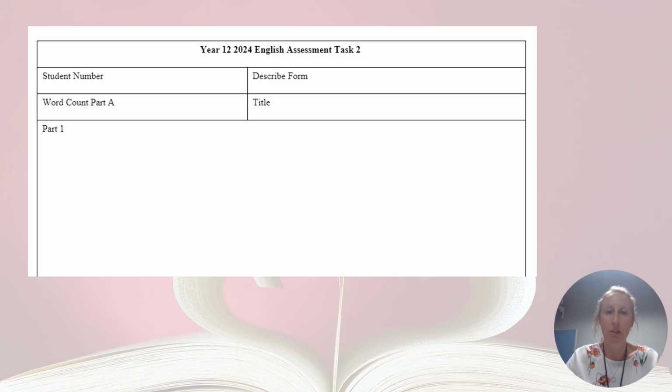So you'll type your student number in, your form, your described form. So are you doing imaginative, discursive or persuasive? If you are doing persuasive, is it a persuasive speech? Is it a piece of satire? Tell me what the form is. Tell me the word count and the title. We want your piece to have a title. It should have its own name. And then you will actually just copy and paste Part A into that bottom box. It will drop over into another page and that's fine, but it should fit in this format.